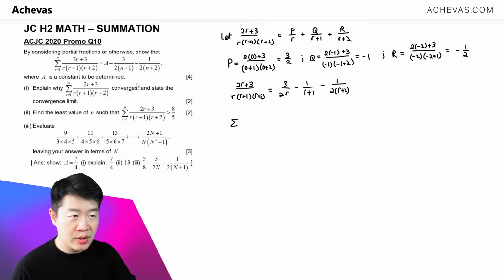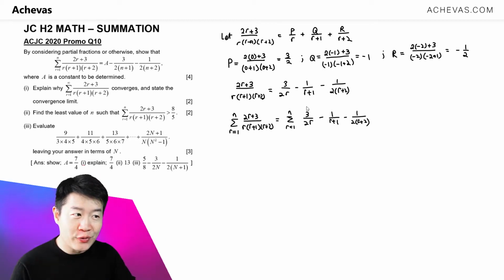So now if I were to rewrite this summation notation, r starting from 1 all the way until n of 2r plus 3 divided by r plus 1 and r plus 2, this is equal to the summation of r starting from 1 to n of 3 over 2r minus 1 over r plus 1 minus 1 over 2 of r plus 2. And let's not forget about the overall bracket, because we are summing this entire expression.